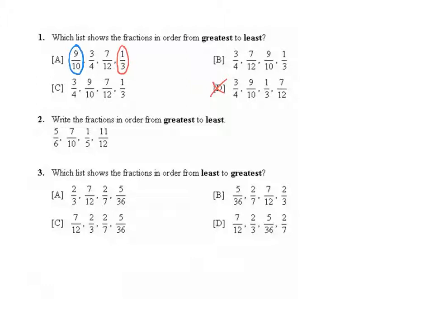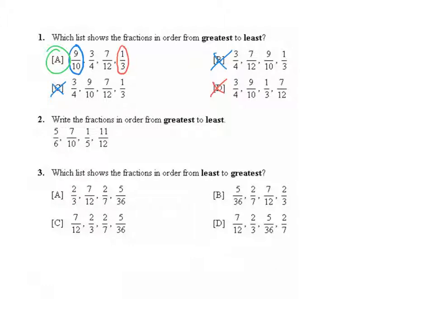7/12 is just barely more than a half. So it's certainly not in competition for the greatest fraction. So I want 9/10 to be the first fraction in my list, and answer choice A has it first in the list. B and C do not, so they are out, and we've got our correct answer now. The correct answer is answer choice A.